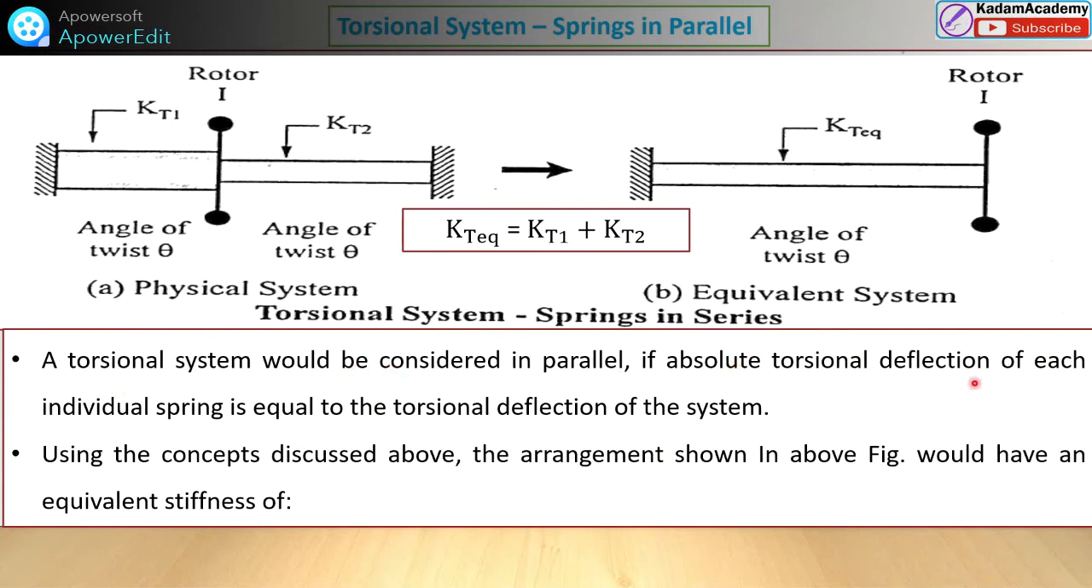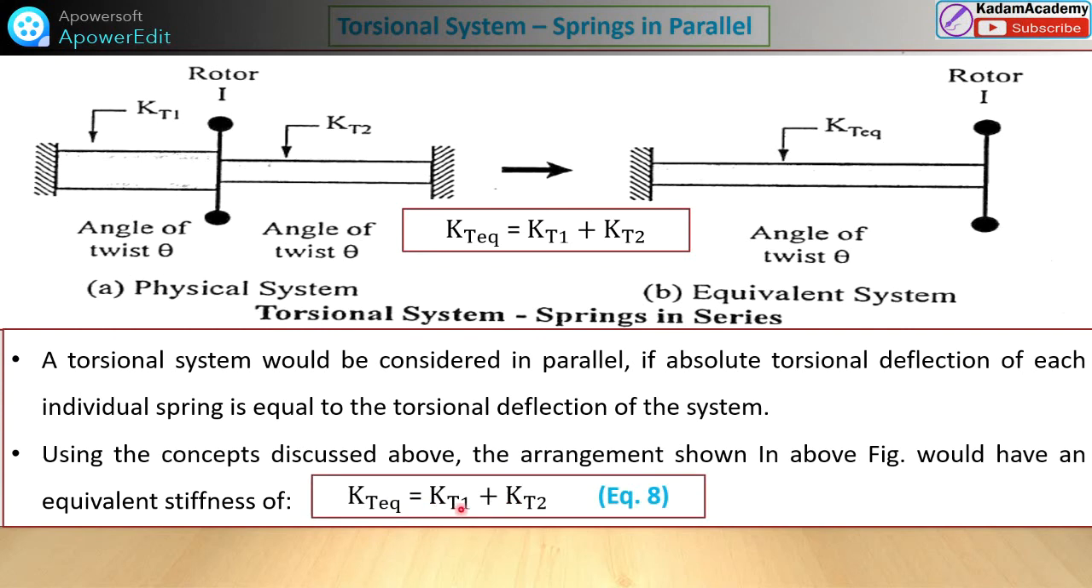The torsional deflection of each individual spring is equal to the torsional deflection of the system. See, this is the torsional deflection of the system, and the torsional deflections of the individuals are added, and we get the equivalent torsional deflection. Using this concept discussed above, the arrangement shown in the figure would have an equivalent stiffness, that is K equivalent is equal to KT1 plus KT2.